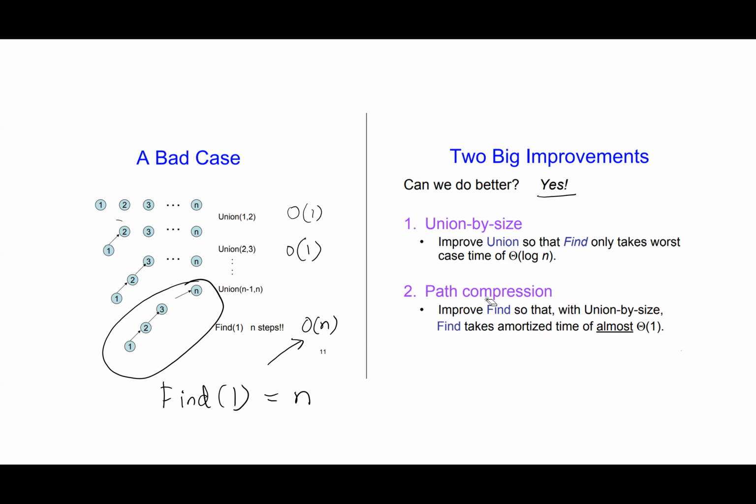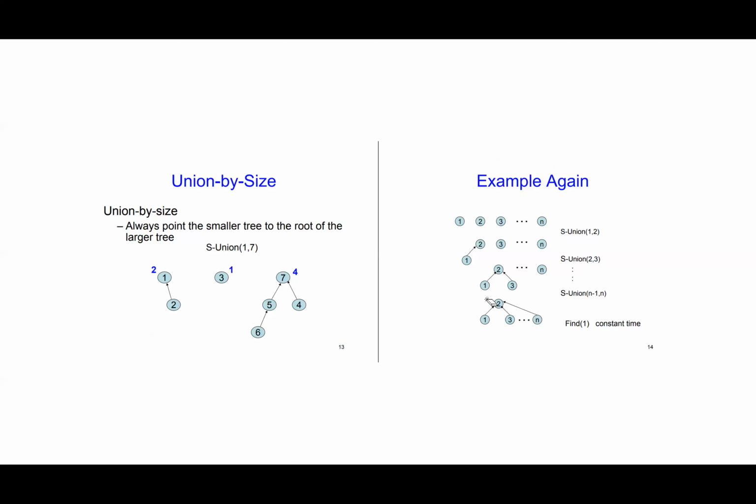So union by size. What is union by size? Union by size is when you have disjoint sets, which means each of the sets is a different tree, right? So we also keep track of the size of those trees. And then what we do is, whenever there is a union between a small tree and a large tree, we always point the smaller tree to the root of the larger tree.